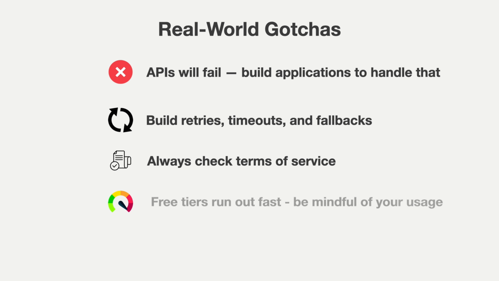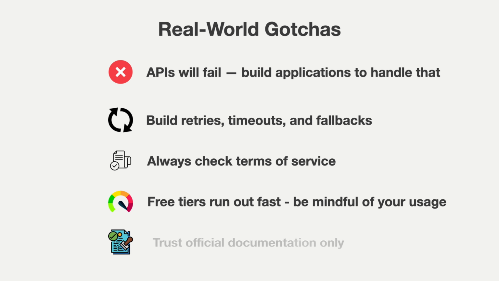Free tiers run out fast. That generous-looking free quota can disappear quickly in production. Be mindful of your usage and have a plan for when you hit limits. And remember, trust official documentation only. Everything else might be outdated or incomplete.